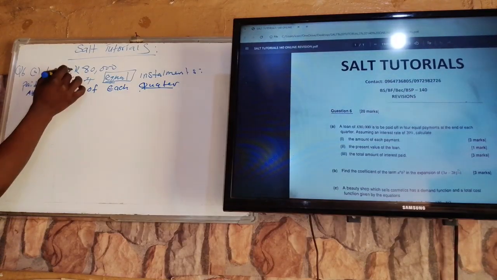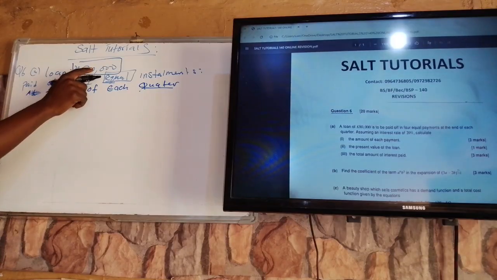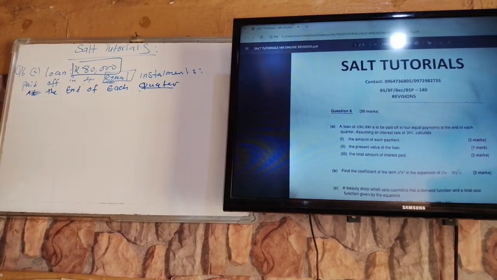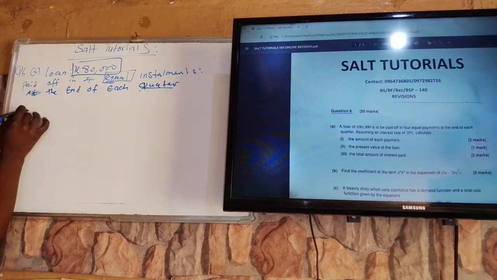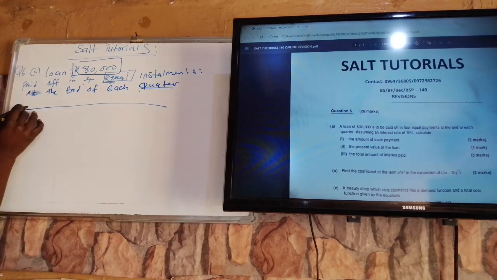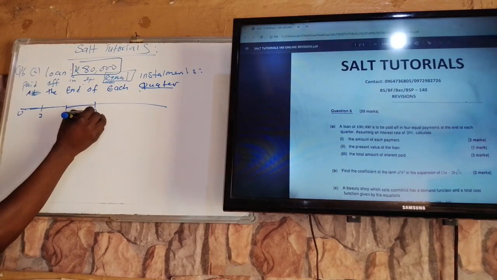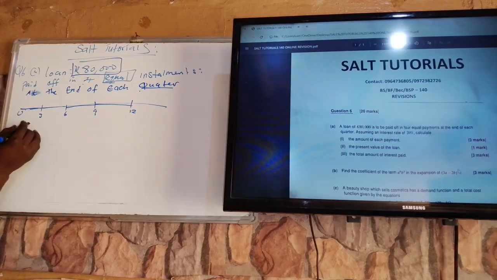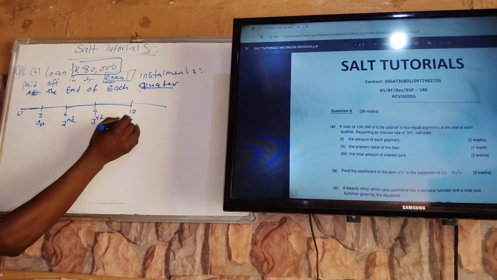So now, this loan is paid off in 4 equal installments. So how many times are you going to make payments to clear this loan? You clear it in 4 equal installments. The first installment will be made in 3 months, the other installment 3 months later. So from 0 to 3 months, from 3 to 6 months, from 6 to 9 months, and from 9 to 12 months. I'm sure you can tell that this is where the first installment is made, the second installment there, the third there, and the fourth there.